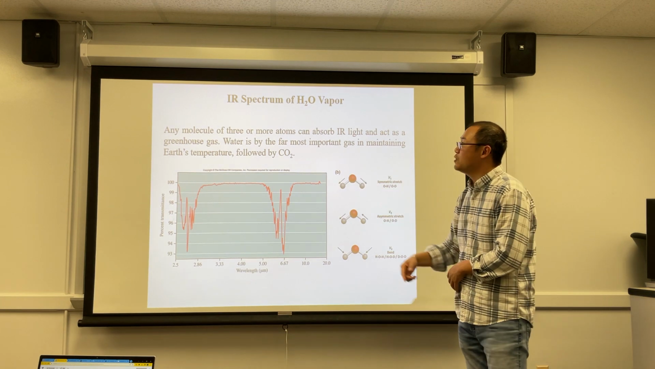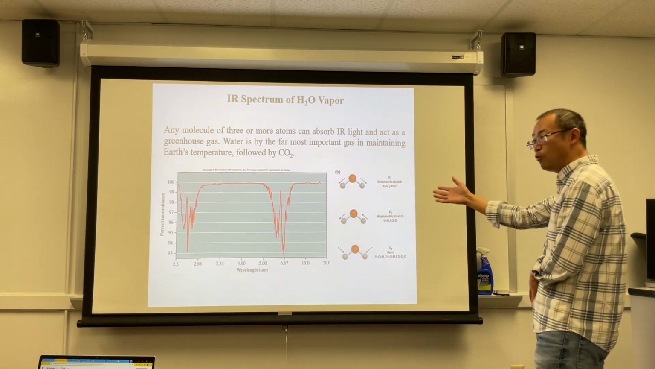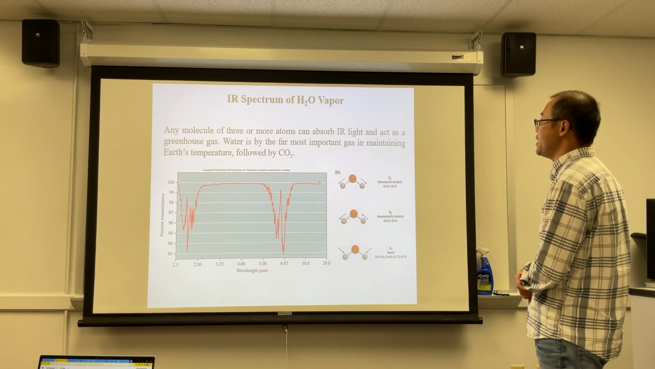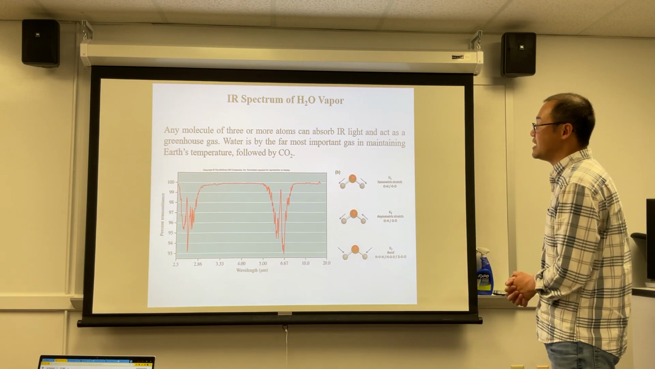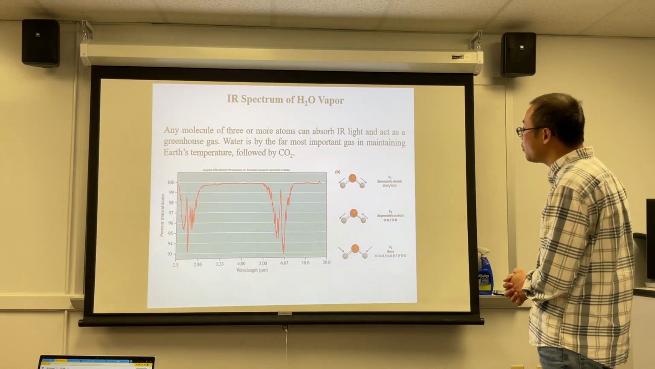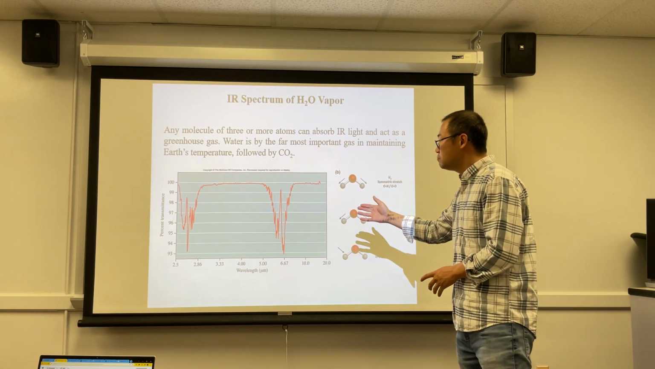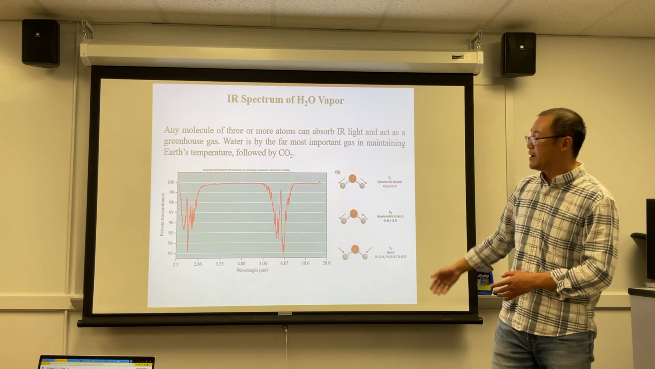You can see that molecules of three or more atoms, just like water and carbon dioxide, can absorb IR and act as greenhouse gases. Water is by far the most important gas in maintaining the Earth's temperature, followed by carbon dioxide.